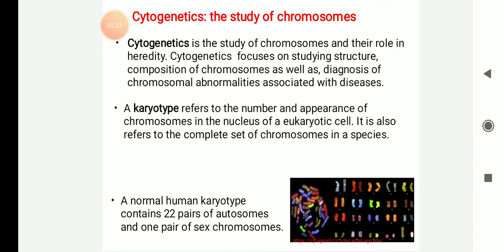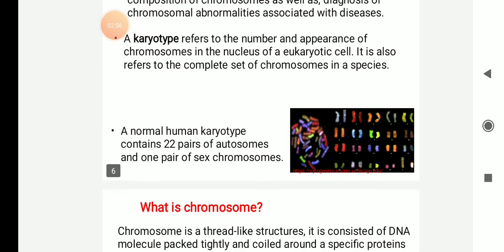A karyotype refers to the number and appearance of chromosomes in each nucleus of a eukaryotic cell. It also refers to the complete set of chromosomes in a species. A normal human karyotype contains 22 pairs of autosomes and 1 pair of sex chromosomes. Autosomes determine the body characters, and sex chromosomes determine the sex of the fetus.